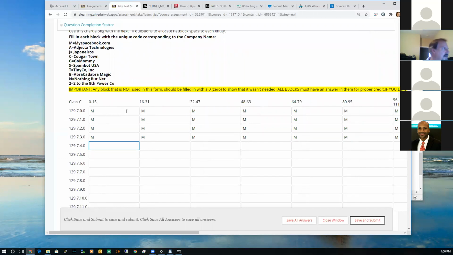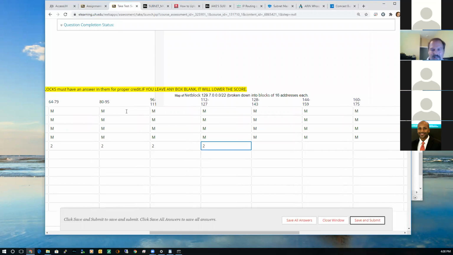And then the next one is going to take up, I think, 2 blocks. I don't remember who it is. It's probably, if I had to guess, 2 to the 8th power company. So I designate it like this. And then you can submit that. It'll grade it. It won't necessarily show you what you got wrong, but it'll give you your grade. So if you got like an 85%, obviously you made a bunch of mistakes. Go back and redo it. So you've got until Saturday to do that one.